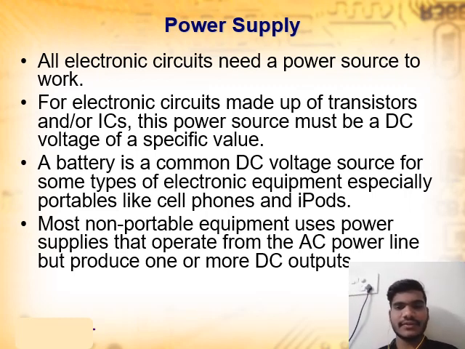For electronic circuits made of transistors and/or ICs, this power source must be a DC voltage of a specific value. A battery is a common DC voltage source for some types of electronic equipment, especially portable ones like cell phones and iPods. Most non-portable equipment uses power supplies that operate from the AC power line but produce one or more DC outputs.